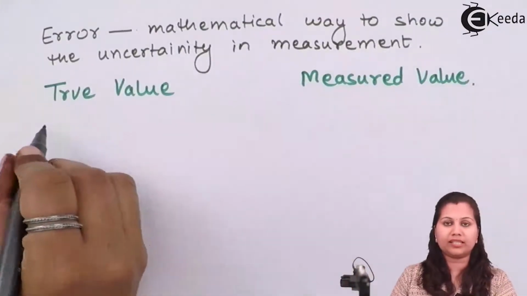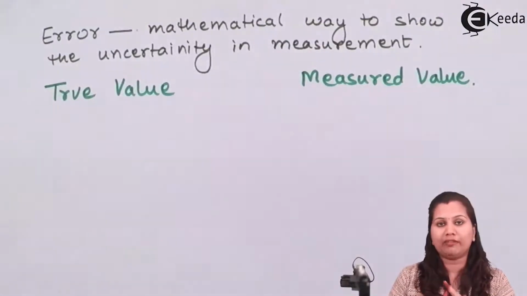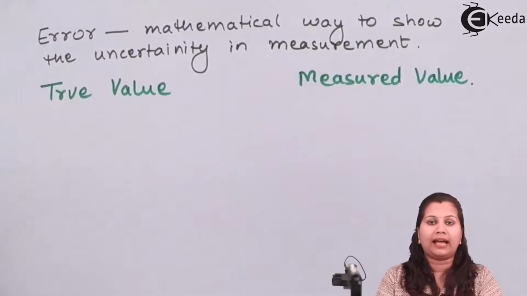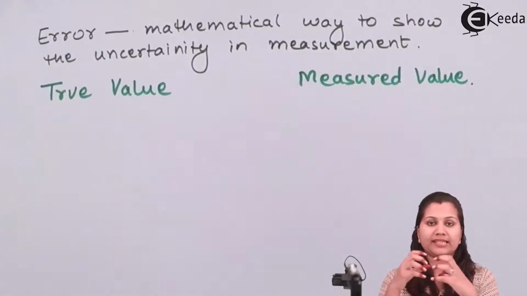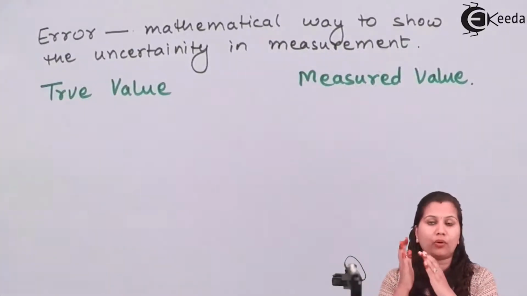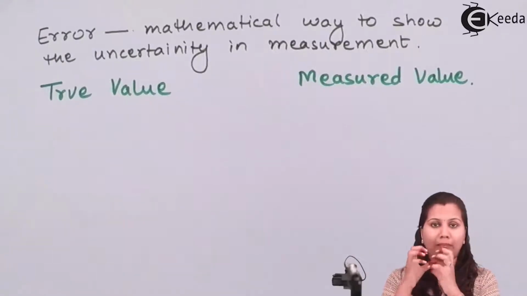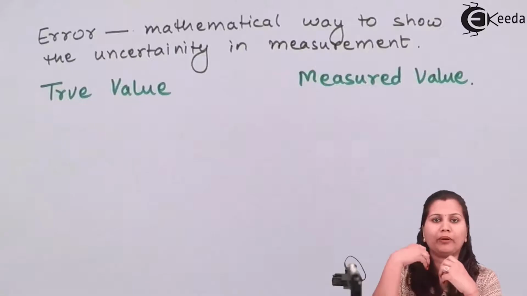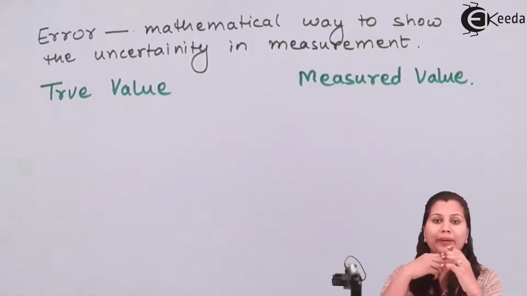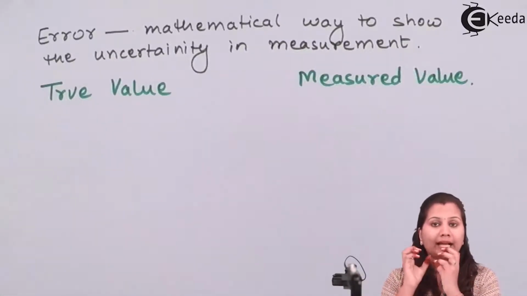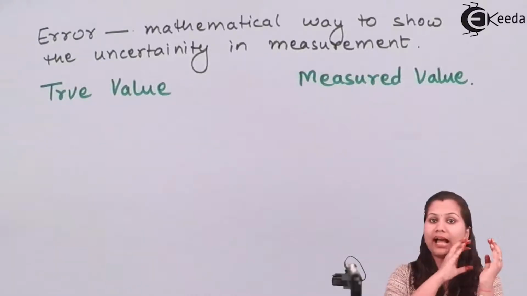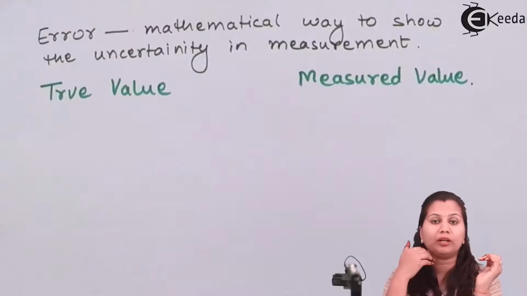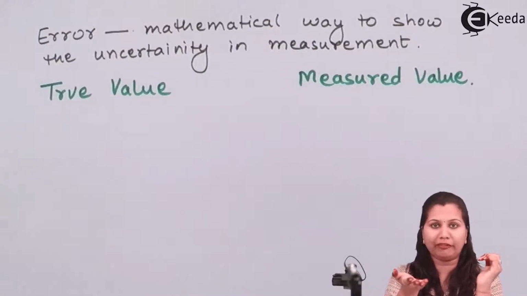True value is the known, actual, or accepted value of the unknown quantity. Suppose the weighing machine gives us a different value for that 1 kg object. Suppose we are getting 1.5 or 1.7 kg. So that is the difference from the actual value, because the actual value is 1 kg, but we are getting 1.5 kg.